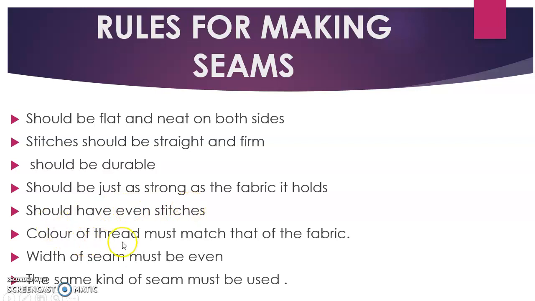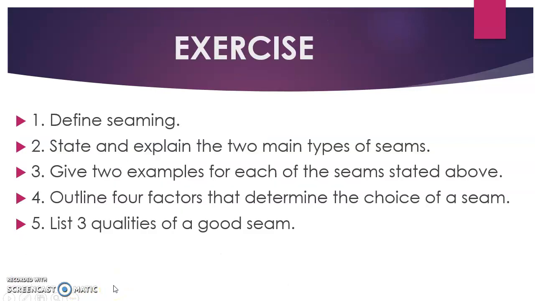The color of the thread you are using to make the seam must match that of the fabric. For example, when you are using a pink fabric, you are supposed to use a pink thread. The width of the seam must be even. The same measurement has to be used in making the seam. The same kind of seam must be used throughout the making of the garment.